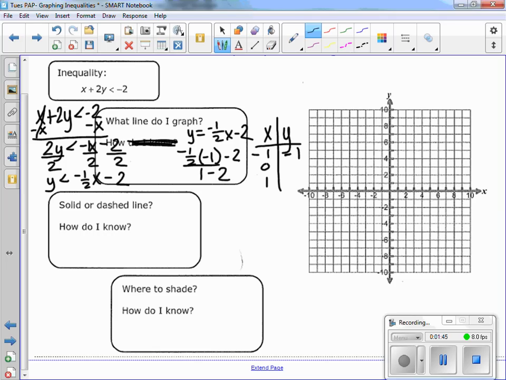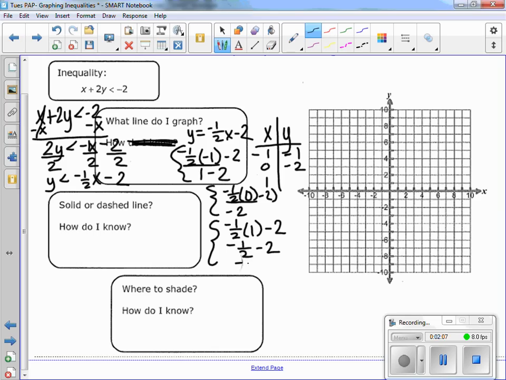I'm then going to plug in 0. So negative 1/2 times 0 minus 2. That gives me 0, and 0 minus 2 is negative 2. My third and final point is going to be negative 1/2 times 1 minus 2. This is negative 1/2 minus 2, which gives me negative 2.5.